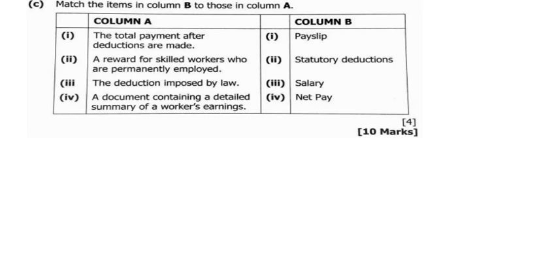In column A, on number 1, we have the total payment after deductions are made. Then in column B, we have payslip. Now we know that the total payment after deductions are made is not called payslip. So in column B, there are names of things that are described in column A. So they should match. When we talk about the total payment after deductions are made, that is not payslip.